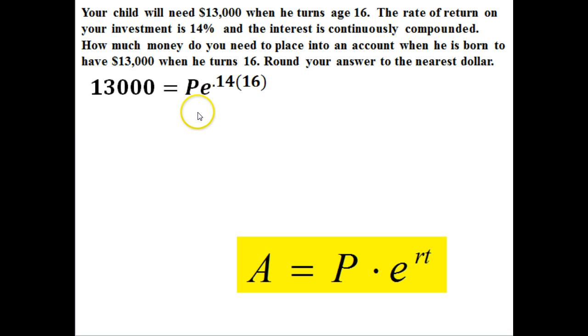Okay, so now that we have this, we've got our equation here. We're going to solve for P. We're trying to find out what the initial investment is going to need to be. So what we do is we plug this part into our calculator, because it's P times the number E all raised to the 0.14 times 16. So we're going to plug that one in, and then we're going to get P out by itself. So let's plug that section into our calculator.